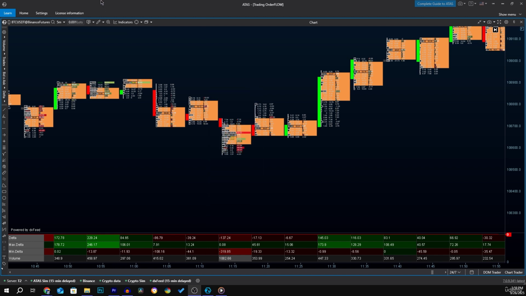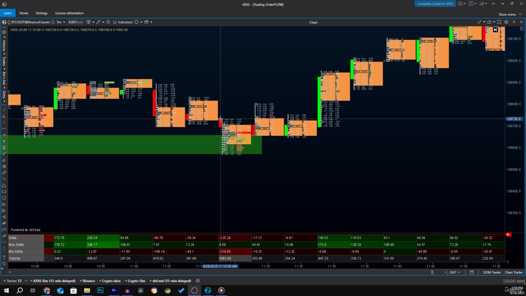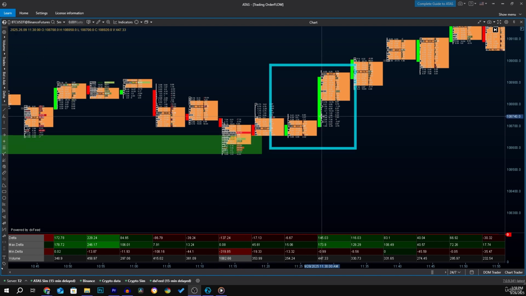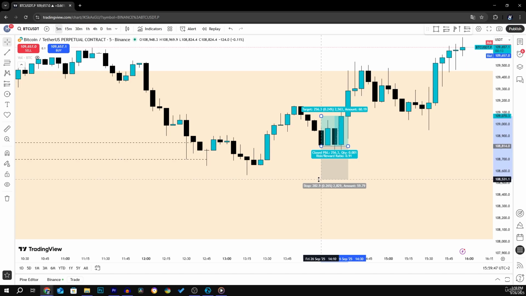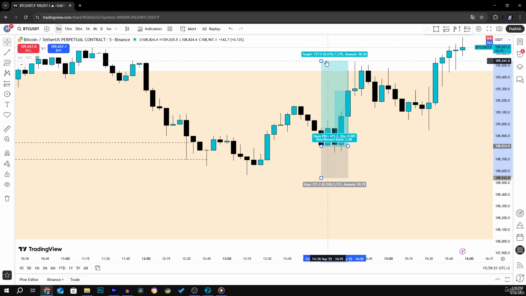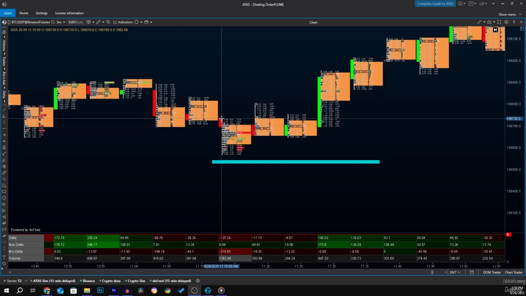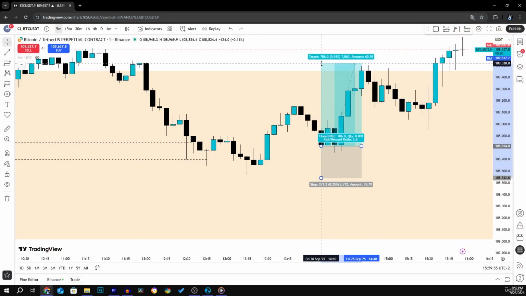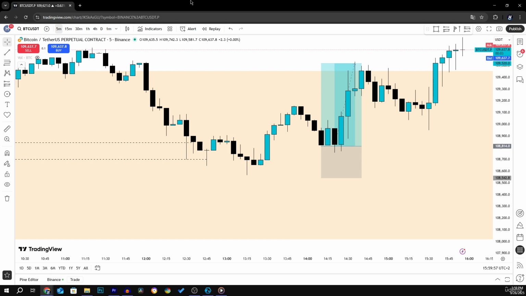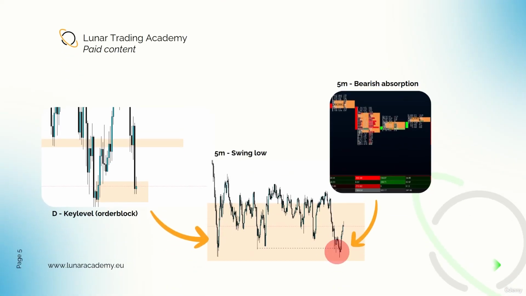Okay, there's selling interest here, but the price is having trouble breaking this level. And on top of that, it has changed direction. Buyers are starting to take control. So at this point, we set a limit buy at levels that make sense from a risk management perspective and a stop loss below the absorption candle. So this is the basic formula we use when trading bearish absorption. The first thing is always the key level, and then absorption, which we look for on lower time frames.